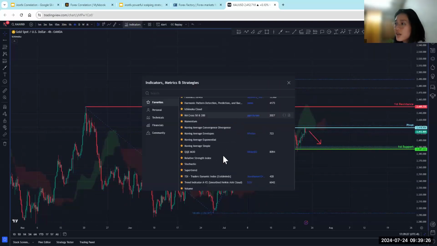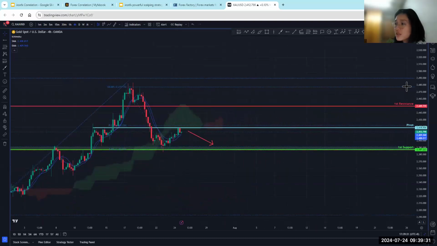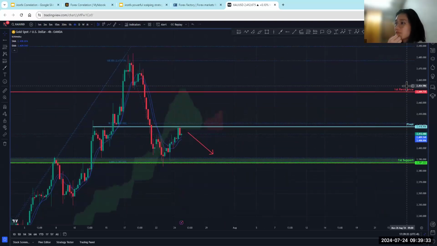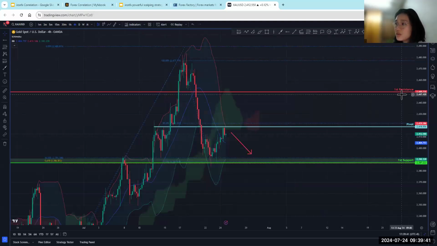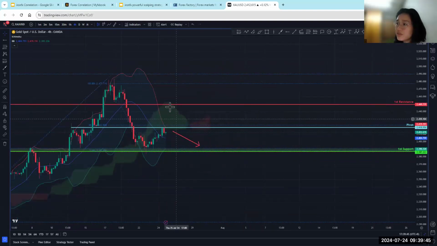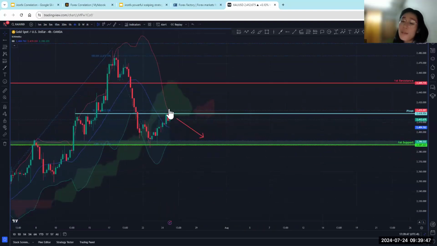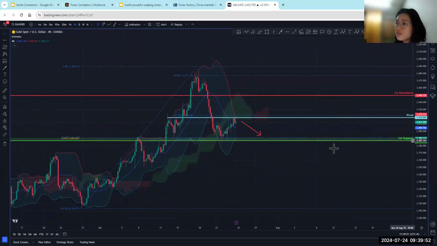Now let's look at our moving averages, simple and exponential. They're not telling us much as well. Let's look at our Bollinger Bands as well. You can see price actually reversing off of the upper band of our Bollinger Band. So that is supporting our analysis.